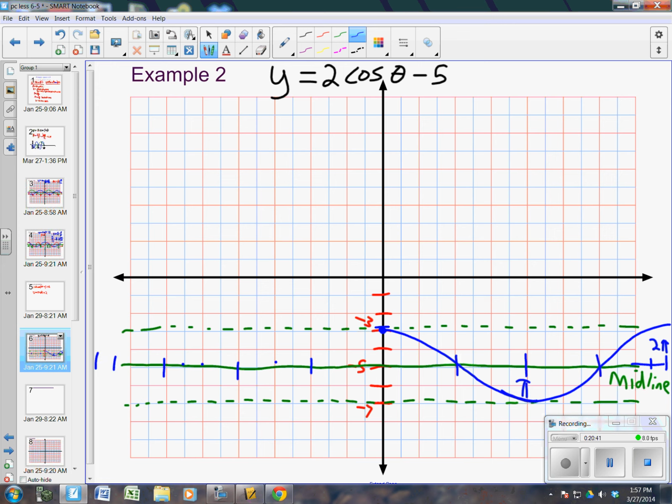So it's going to come this way on this side. Whoops. I am not doing well right here. There it goes, like that. It's going to look like that. So it's moved down 5 units. Any questions on that? Can I get that idea?